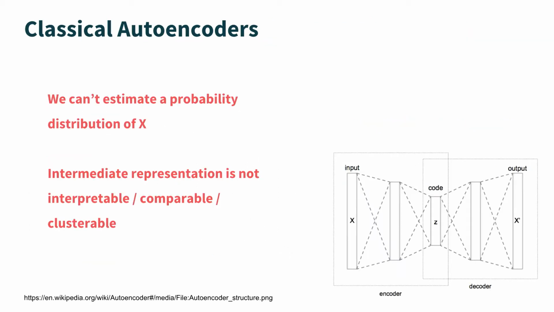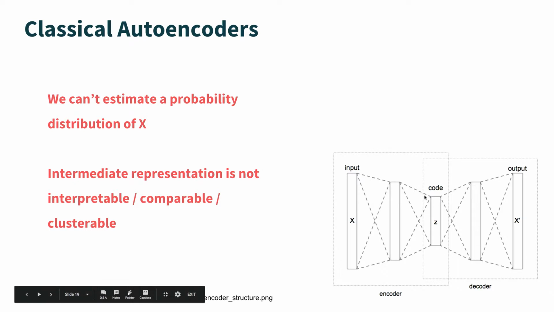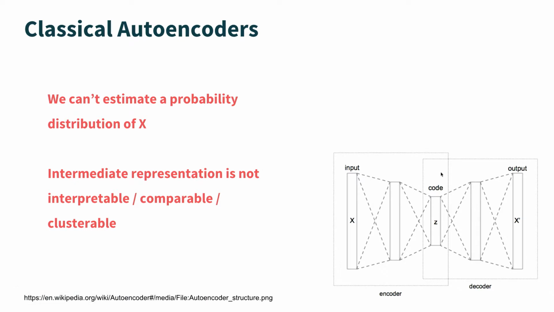This is good, but the challenge is we have just a true or false flag that it might be an anomaly. We can't estimate a probability distribution of this intermediate representation, so we can't dig deeper into the root cause analysis here.